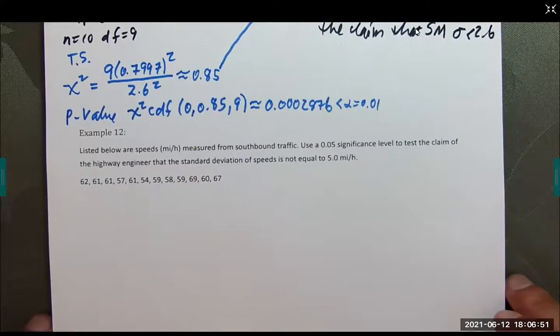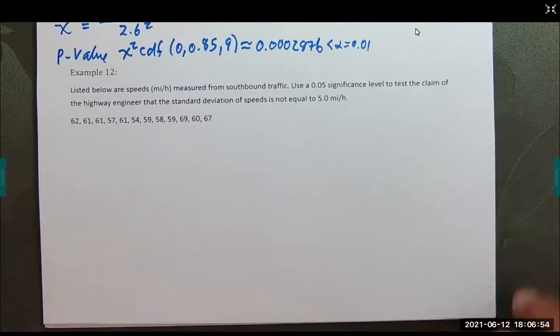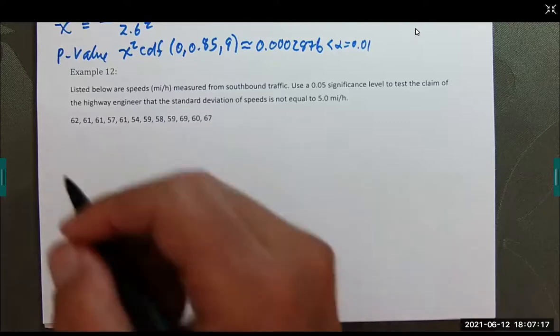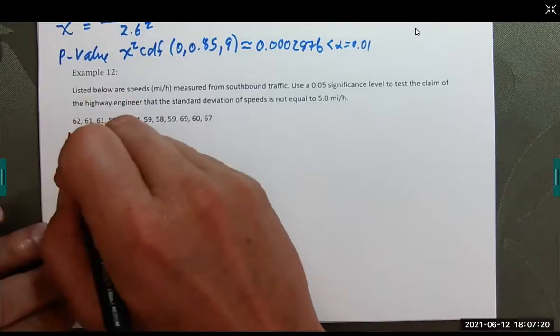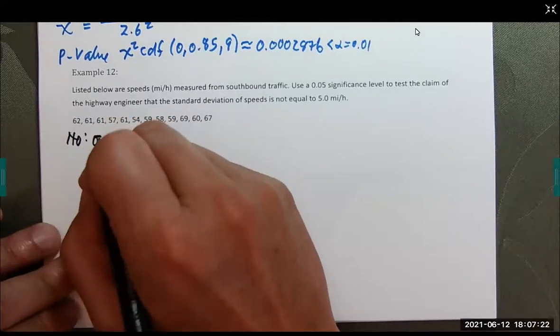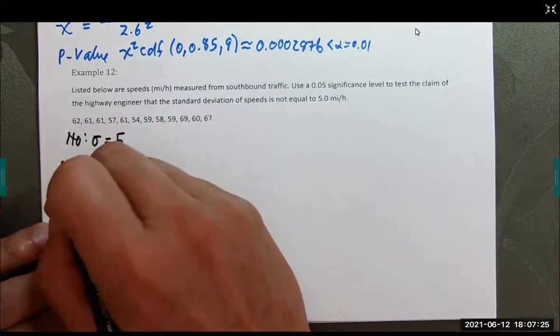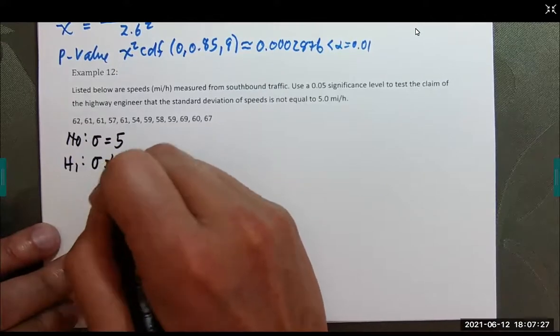Number 12. Again, make sure you take a minute, pause to put those in. Mine are in list 2, so when I do my stuff, I'm going to use list 2. Listed below are speeds, in miles per hour, measured from southbound traffic. Use a 0.05 significance level to test the claim of the highway engineer that the standard deviation of speeds is not equal to 5 miles per hour. So my null hypothesis is that the standard deviation is 5 miles an hour, and the alternative is that it's not 5 miles an hour.